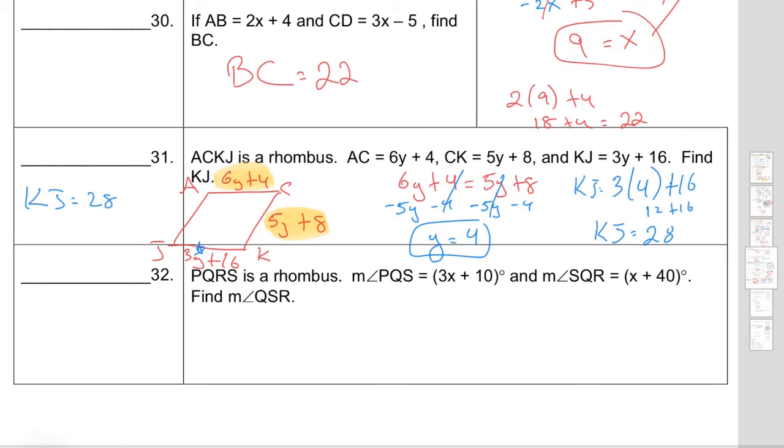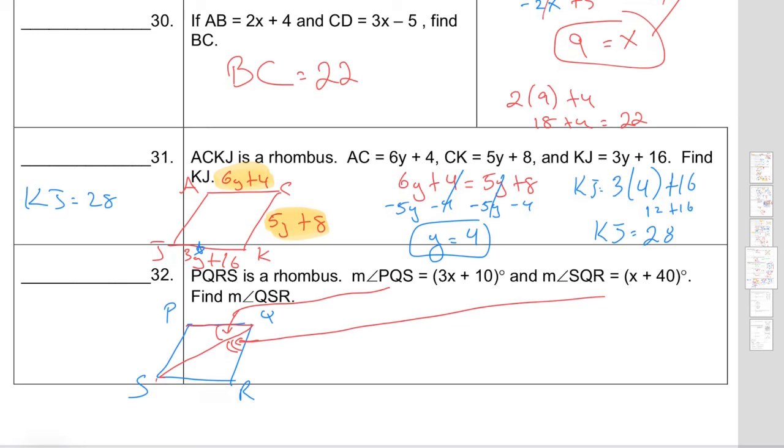32. It says PQRS. So it's a rhombus. So draw my rhombus and label it PQRS. And they're telling you that angle PQS, so this angle in here, is 3x plus 10, and angle SQR, so this angle here, is x plus 40.